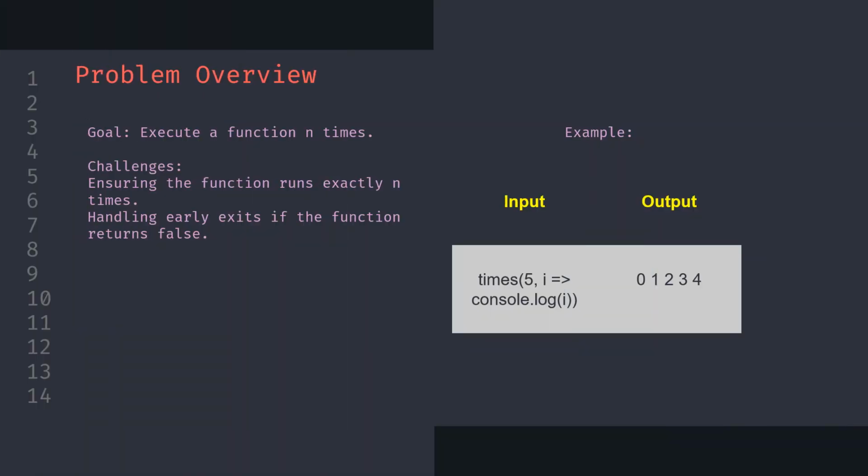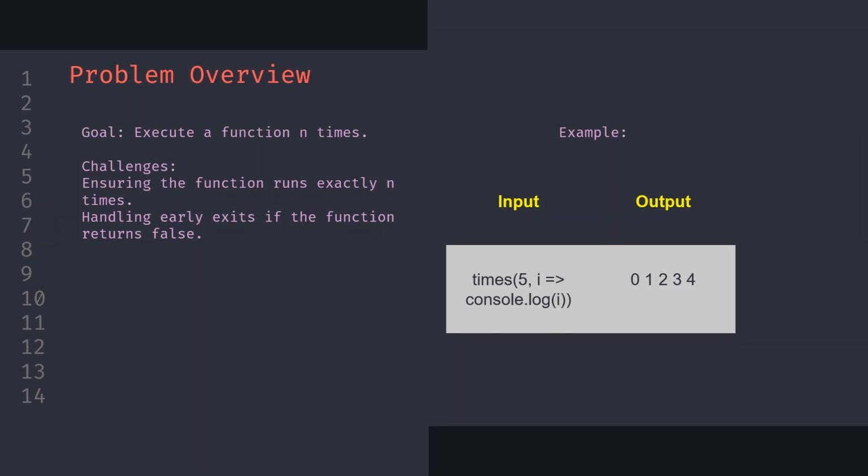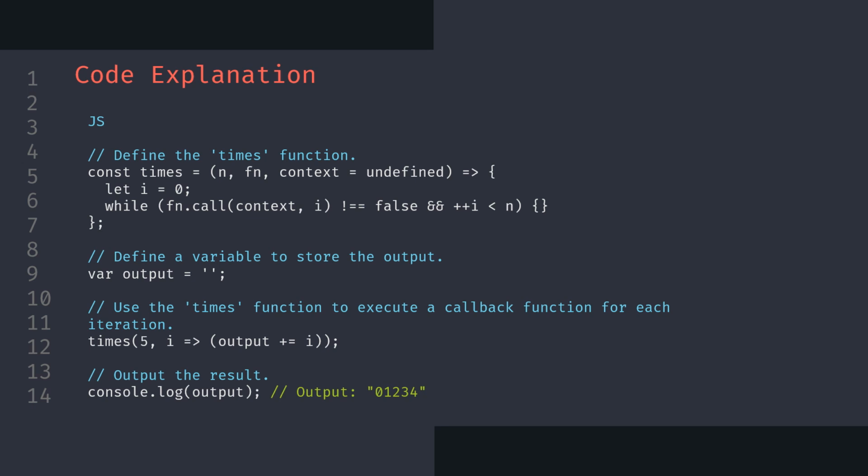This method is useful when you need to execute a function a fixed number of times, such as filling an array, generating animations, or logging data. The times function runs the provided callback n times while passing an iteration index. The function stops early if false is returned.